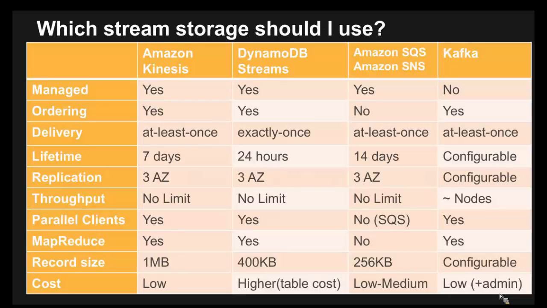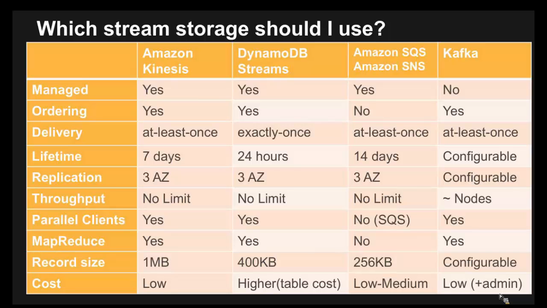In terms of the lifetimes, the data that you put in Kinesis stays there for 7 days. It's 24 hours in a DynamoDB stream, but the data is persisted forever in the DynamoDB table. Again, it's 14 days for SQS or SNS, etc. I'm not going to go into every detail here, but I wanted to lay out some of the characteristics. We'll provide these slides for you, so you can use this for comparing and contrasting various services as you're making a decision.